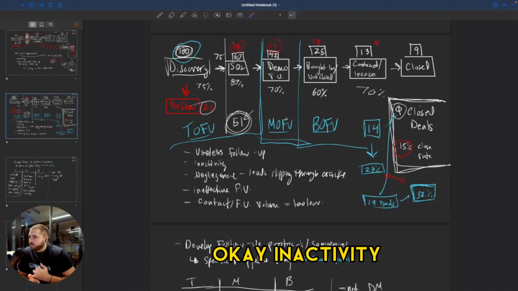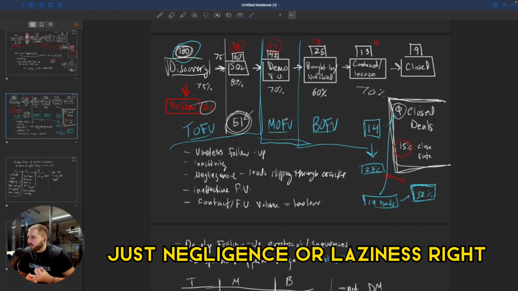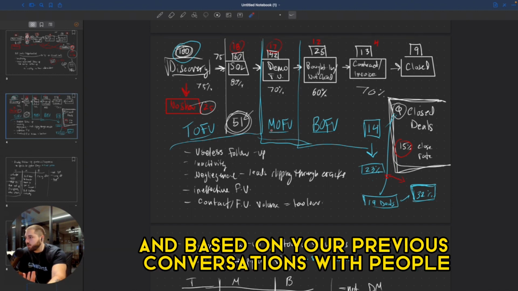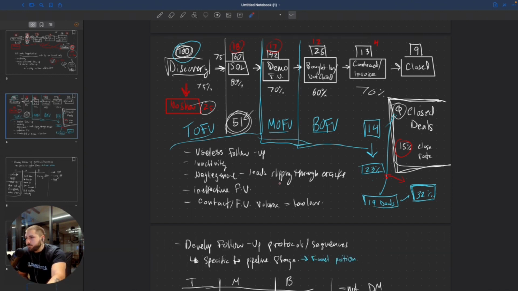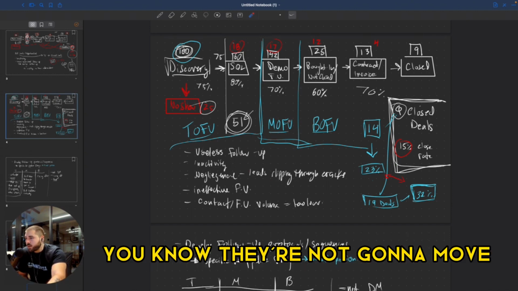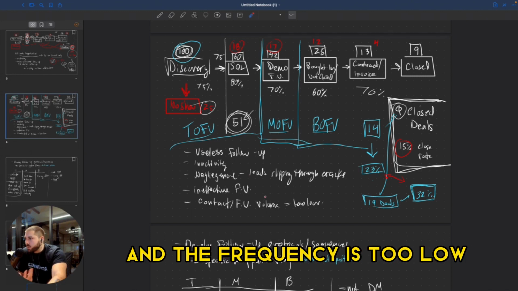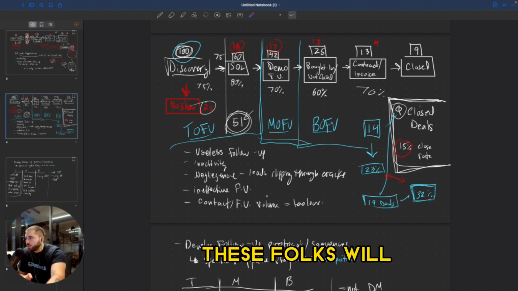Inactivity, just negligence or laziness, letting leads slip through the cracks, ineffective follow-up, or just not useful follow-up. If you're not following up effectively based on where the person is in the pipeline and based on your previous conversations with people, they're not going to move to the next stage of the pipeline. And if your contact or follow-up volume and frequency is too low, these folks will fall through the cracks.